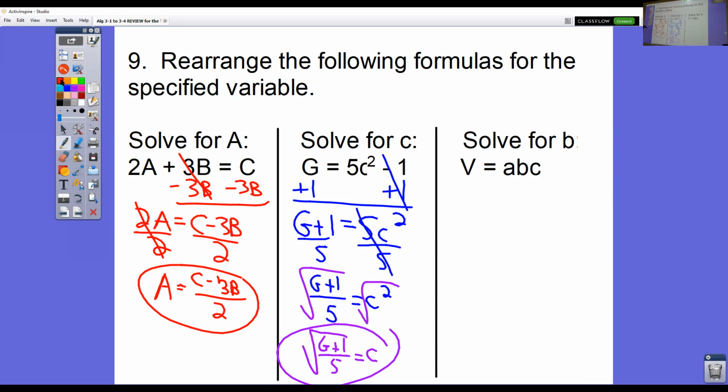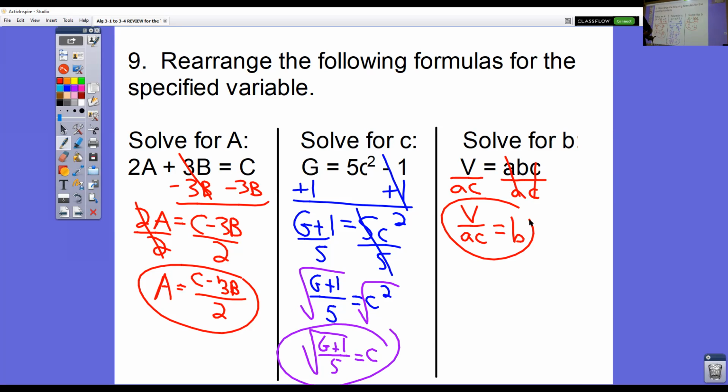Solving for b in this last one, this is a times b times c. When 3 things are multiplied together like that, we can divide by everything except for the letter that we're solving for all at once. So we can divide by AC on both sides. So you just end up with V over AC equals B. That's one answer that you could have.